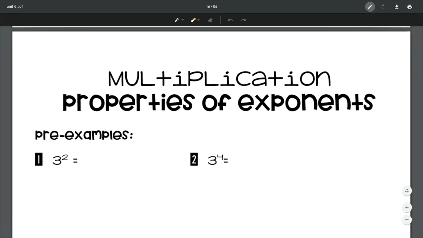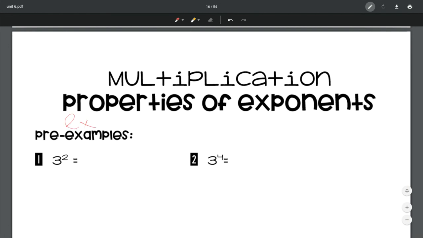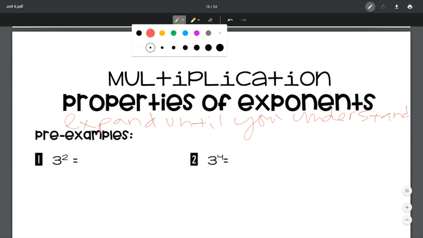We are going to be talking about the multiplication properties of exponents. And just a pre-example of what we're doing: if you don't remember what 3 squared means, then I want you to go ahead and expand until you understand. So this is really key, and I'm just going to keep repeating it as well.